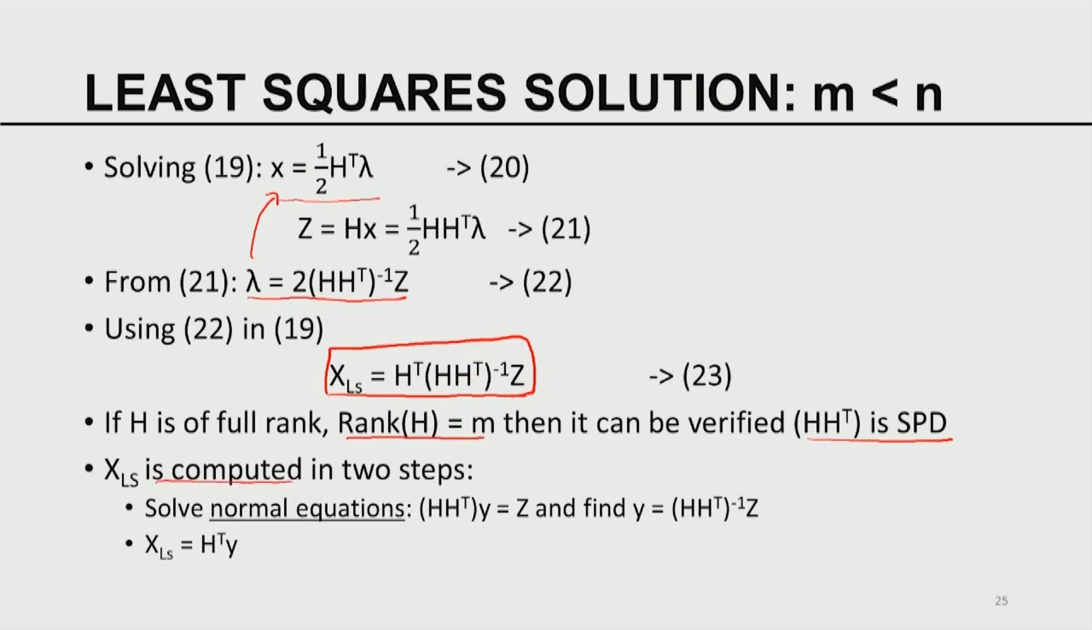Therefore, x_LS, the least squares solution, can be computed in two steps. First, solve H H transpose y is equal to z and find the solution y equal to the inverse of H H transpose times z, and then compute x_LS equal to H transpose y. This implies equation 23. Therefore, the computation of the least squares solution is done in two steps: one by solving a linear symmetric system, and another by using the solution and substituting it to get the least squares solution. So, by invoking the Lagrange multiplier technique for equality constraint problems, we have obtained the solution for the underdetermined case.